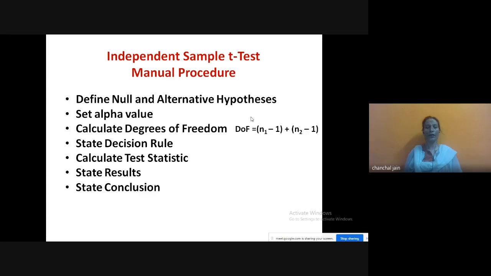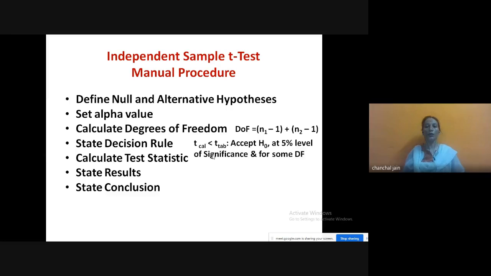calculate the degree of freedom, and the formula for the degree of freedom is (n1 minus 1) plus (n2 minus 1). Here n1 is the sample size of the first group and n2 is the sample size of the second group. Means if you have two groups, male and female, you take the count of males and the count of females, subtract 1 from each, and then add them to get the degree of freedom. This is the way of calculating the degree of freedom.